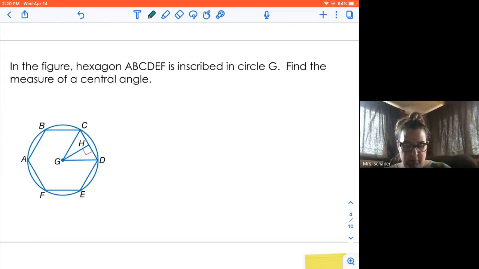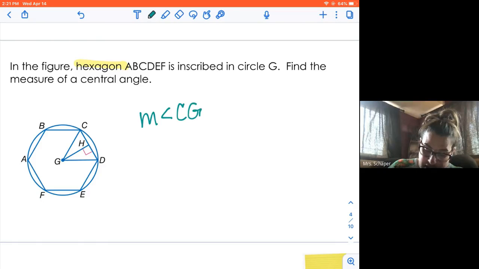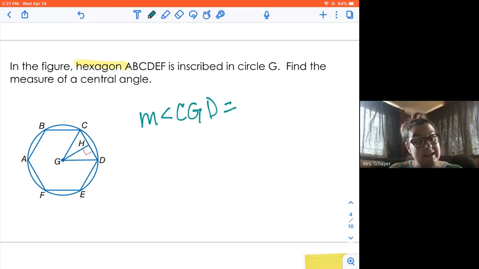In this figure, we also want to find the measure of the central angle. When I look at this figure, it tells me it's a hexagon. It tells me there are 6 sides. So the measure of the central angle, the measurement of angle CGD, is equal to 360 divided by 6, because there are 6 sides, so 60 degrees. CGD.